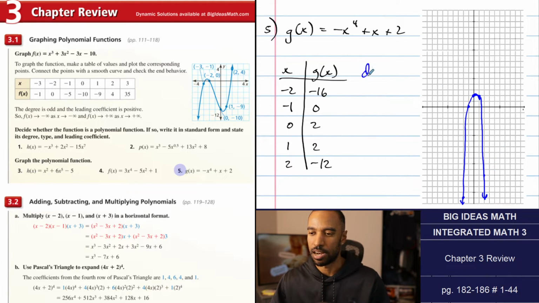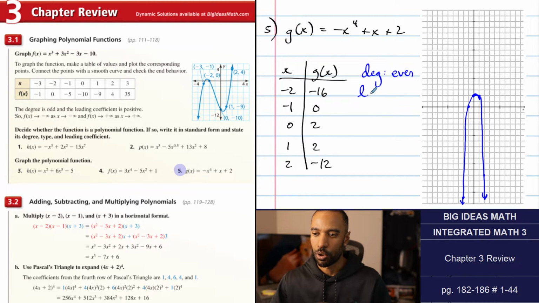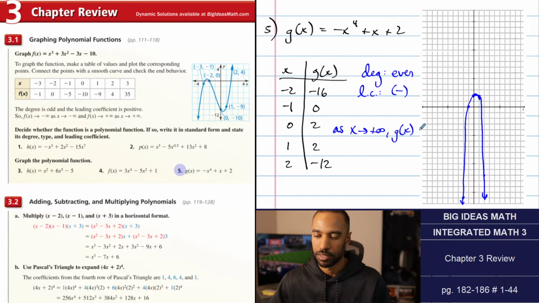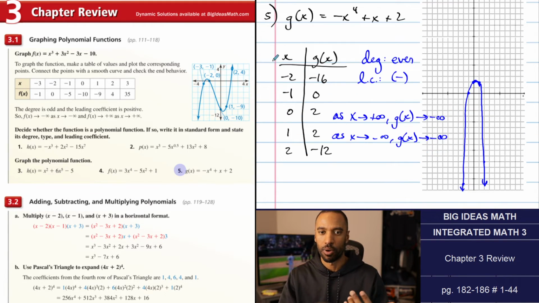Let's go ahead and once again identify. Degree is 4, which is even. Leading coefficient is -1, which is negative, which has the start down, finish down end behavior, which I'll write here. As x approaches positive infinity, y approaches negative infinity. And as x approaches negative infinity, y approaches negative infinity. So it's both ways that we're looking at that. Again, those aren't asked for, but those are just a reminder of what it is that we have when we graph.